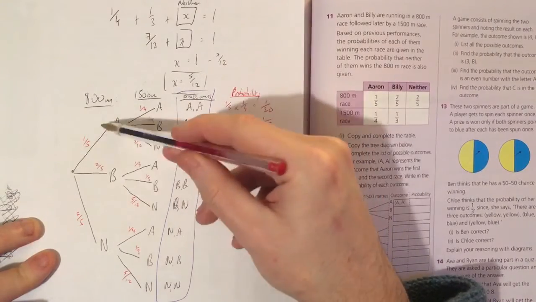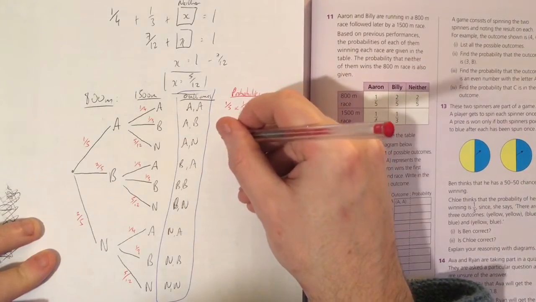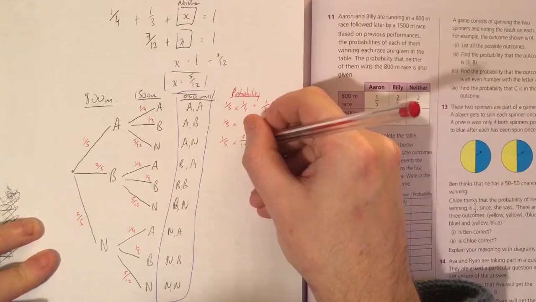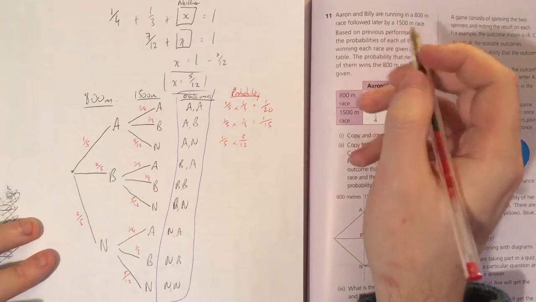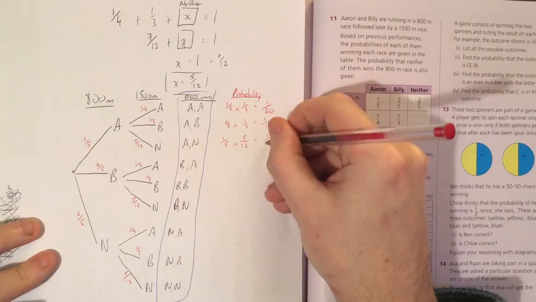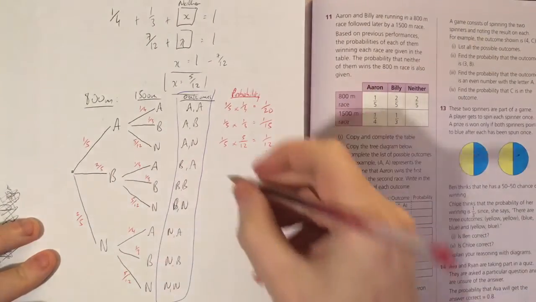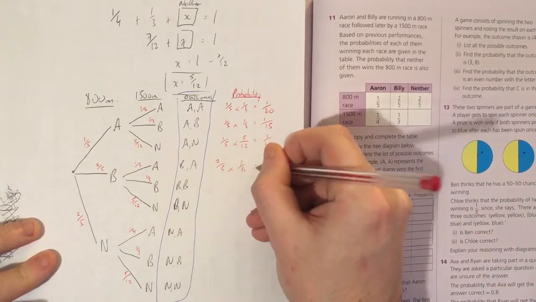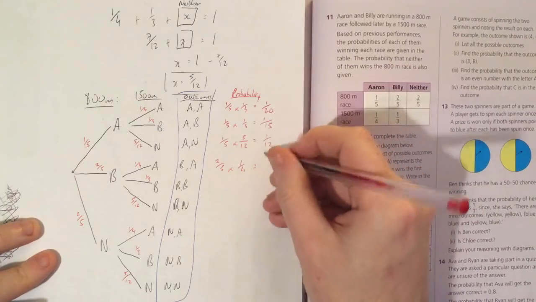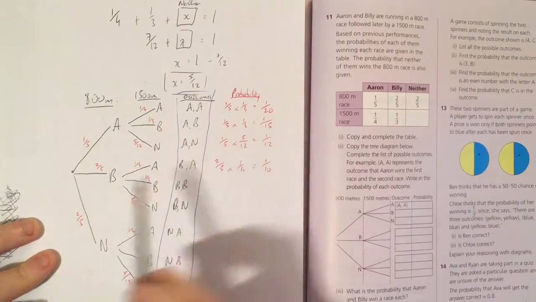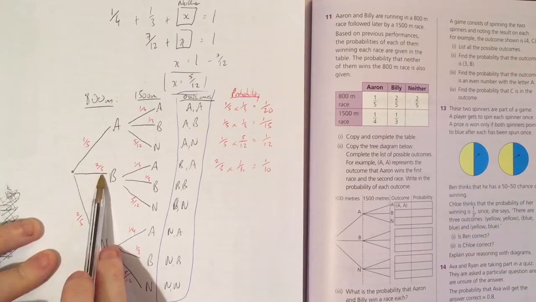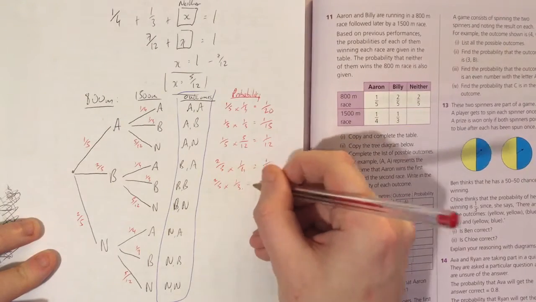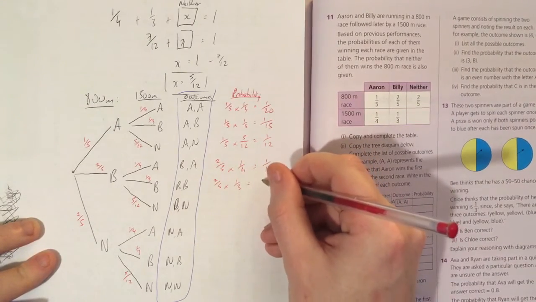Aaron, then neither of them, is 1 in 5 by 5 in 12. So 1 in 5 multiplied by 5 in 12, and that will end up being 1 in 12 when you multiply that out. Billy, then Aaron, so that's 2 in 5, then 1 in 4, so it would be 2 in 5 multiplied by 1 in 4. So that would be 2 over 20, that is 1 in 10. Billy, then Billy, so that is 2 in 5 and then 1 in 3, so 2 in 5 multiplied by 1 in 3, that is 2 in 15.